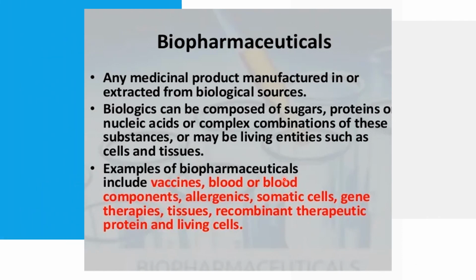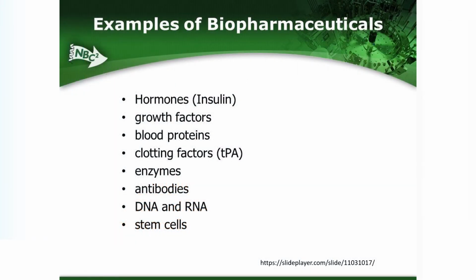So these are some examples of biopharmaceuticals. They include vaccines, blood or blood components, allergenics, somatic cells, gene therapies, tissues, recombinant therapeutic proteins, and living cells. Other examples are hormones, particularly insulin. You also have the growth factors, the blood proteins, the clotting factors, enzymes, antibodies, and the stem cells.